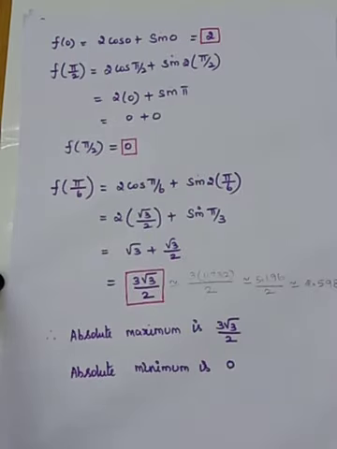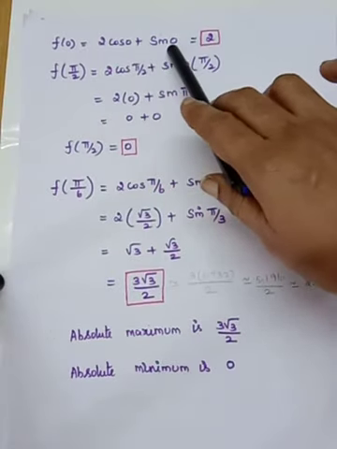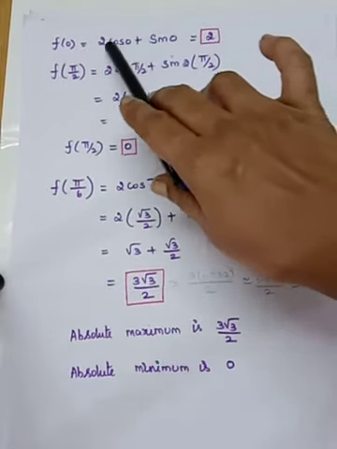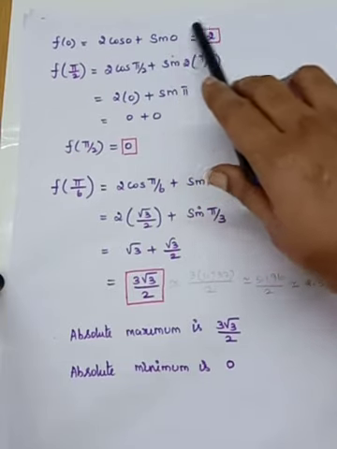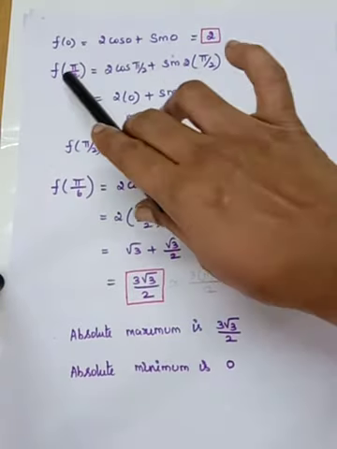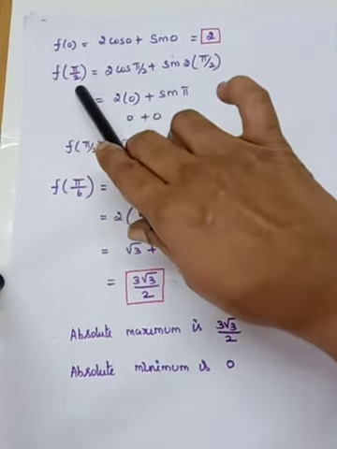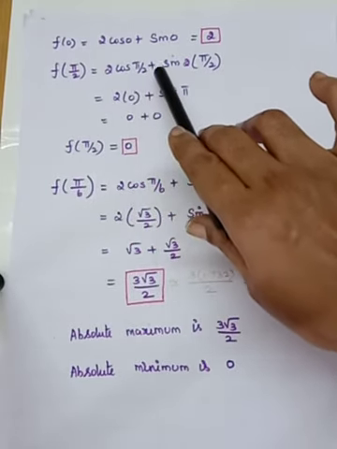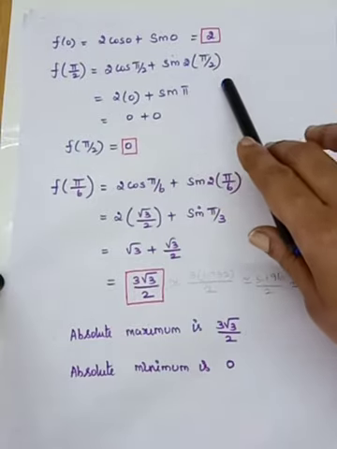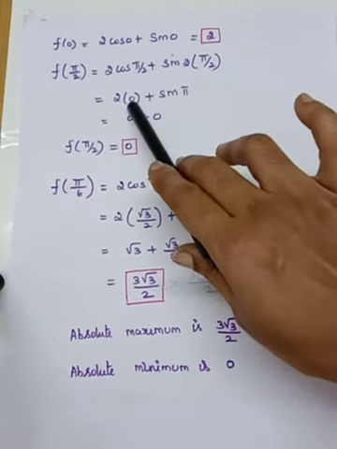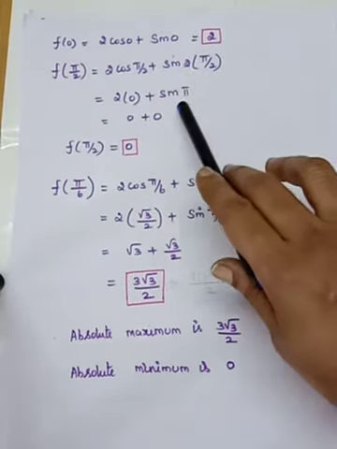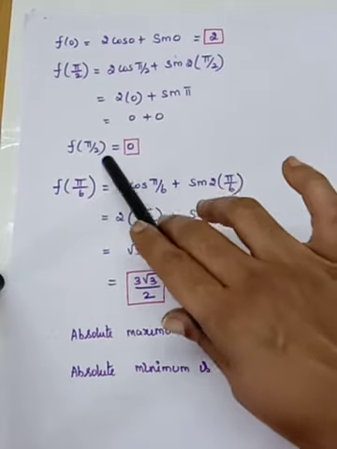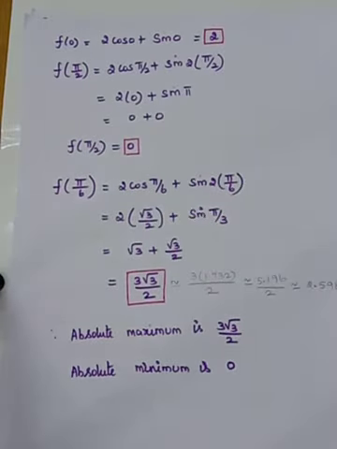First f of 0. So, when you substitute, it is 2 cos 0 plus sin 0. Cos 0 is 1. So, 2 into 1 is 2. Sin 0 is 0. So, the answer is 2. Next end point pi by 2. When you substitute, 2 cos pi by 2 plus sin 2 into pi by 2. So, cos pi by 2 is 0. Here 2 is getting cancelled. Sin pi, that is also 0. So, f of pi by 2 is equal to 0.